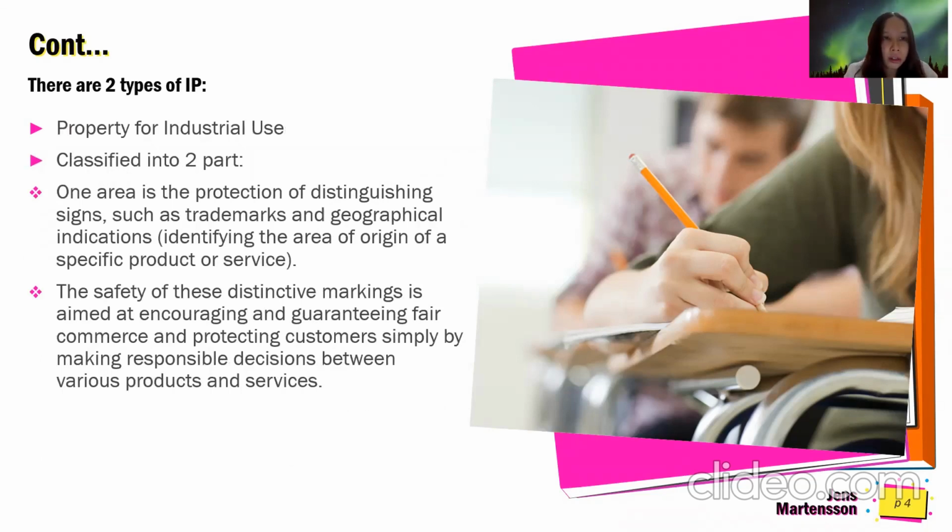Secondly is property for industrial use, and it is classified into two parts. One area is the protection of distinguishing signs, such as trademarks and geographical indications, which means identifying the area of origin of a specific product or services. And the safety of these distinctive markings is aimed at encouraging and guaranteeing fair commerce and protecting customers by making responsible decisions between various products and services.